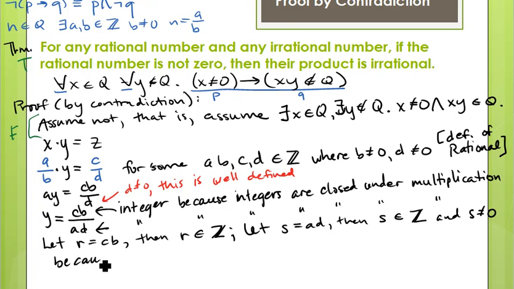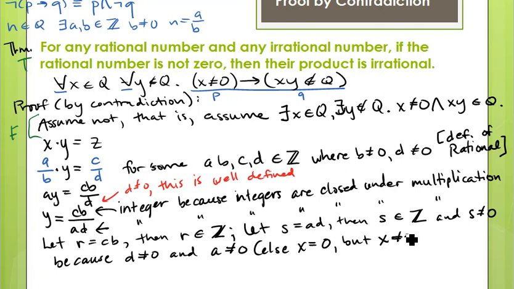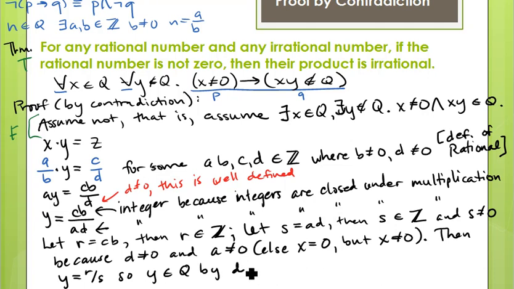because D is not 0 and A is not 0 for the reason we talked about earlier, right? If A were 0, that would make X 0, but X is not 0, so we don't need to worry about A being 0. Okay, so that means then that Y equals R over S, so Y is a rational number by the definition of rational.